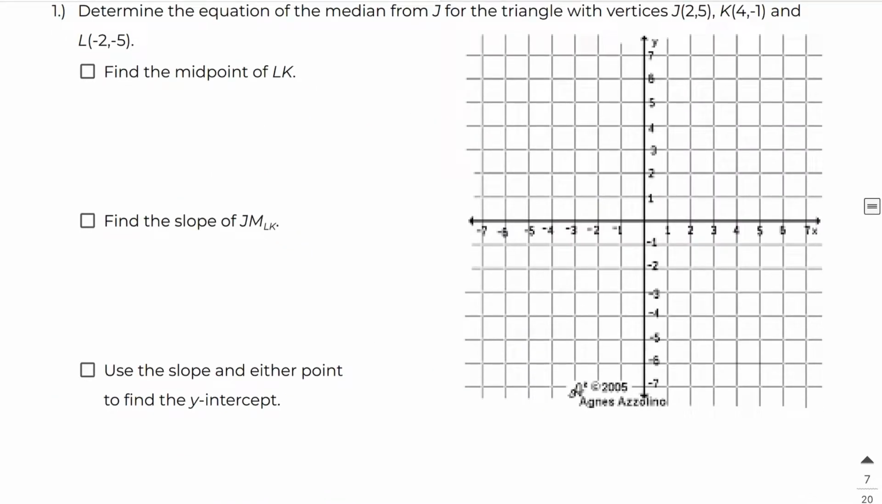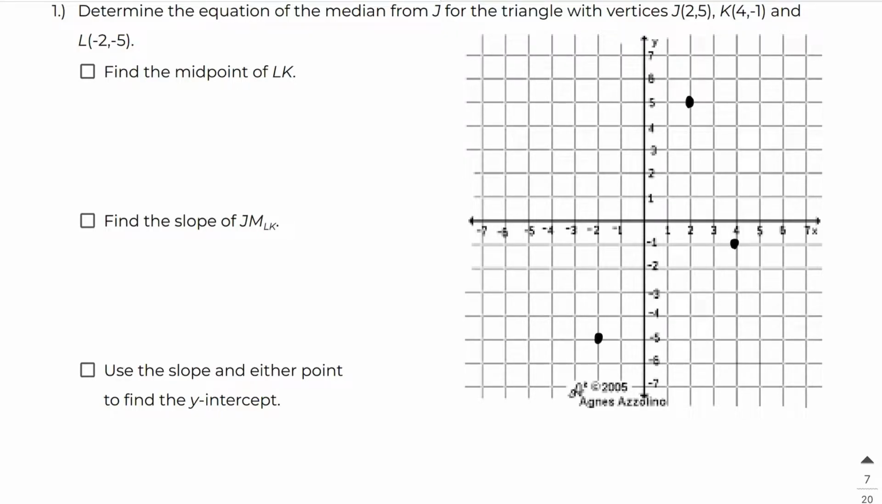So here's a list, step by step, of what to do in order to figure this out. But we've also explored this, so hopefully you have a little bit of an understanding of how to do this. It says determine the equation of the median from J for the triangle with the following vertices. The first thing I need to do is graph out the triangle so I can see what's going on. J is at (2, 5), K is at (4, -1), and L is at (-2, -5).